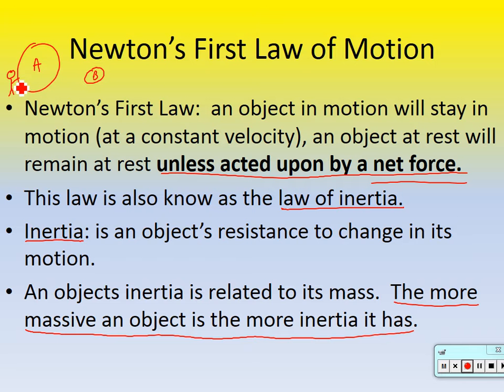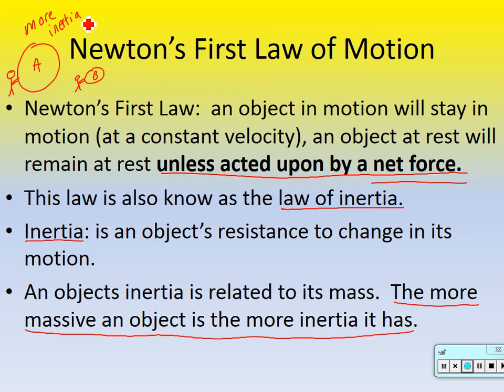And here's Dalton. He's trying to push it. Which one is Dalton going to be able to move easier? A. Why? No, that's not true. He's going to be able to move B. Why? Because it's smaller. It's less massive. Let me ask you this. Which boulder, A or B, has more inertia? A has more inertia. Why does it have more?